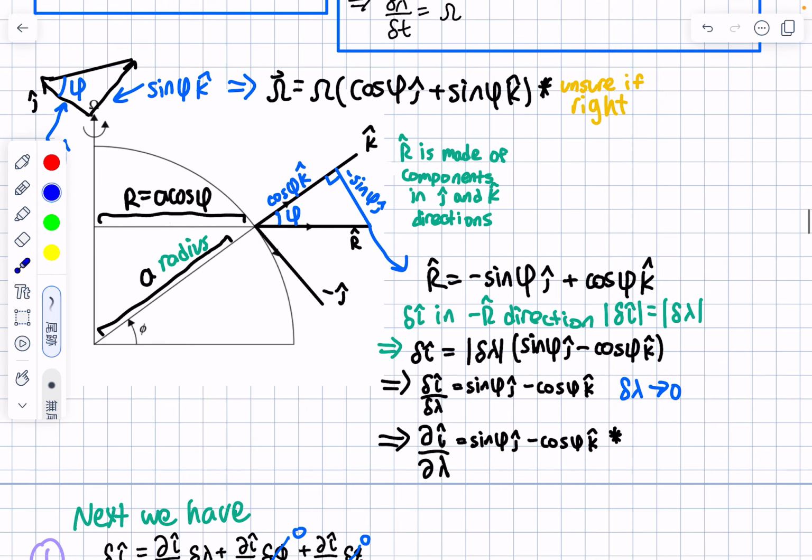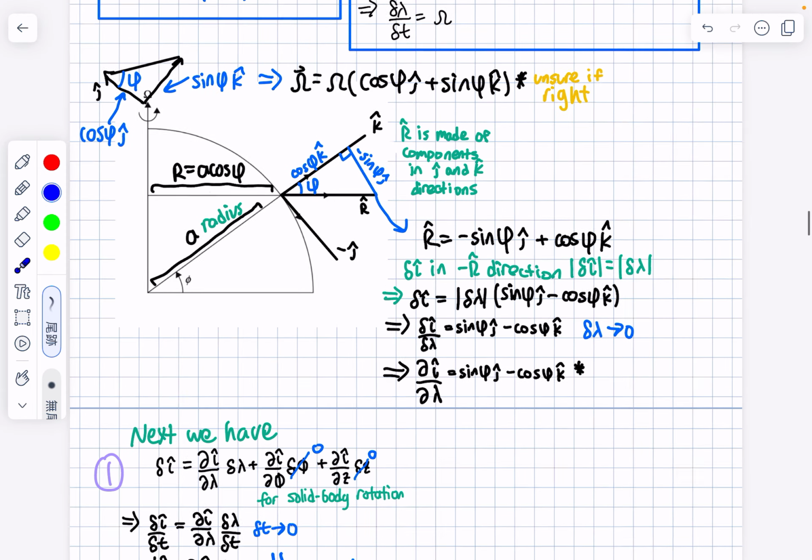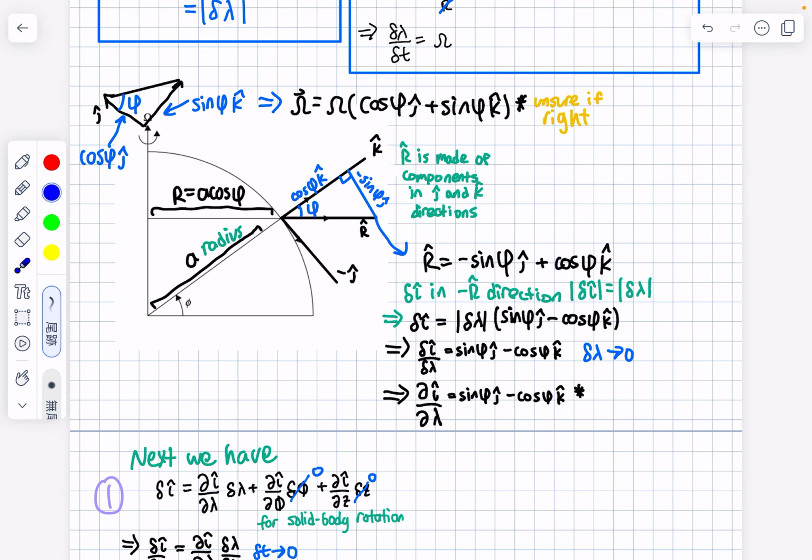Another thing that we will need to know is that the vector for that rotation, omega vector, is equal to its magnitude, omega, times its direction, which is cosine phi in the y direction or j direction, plus sine phi in the k direction.